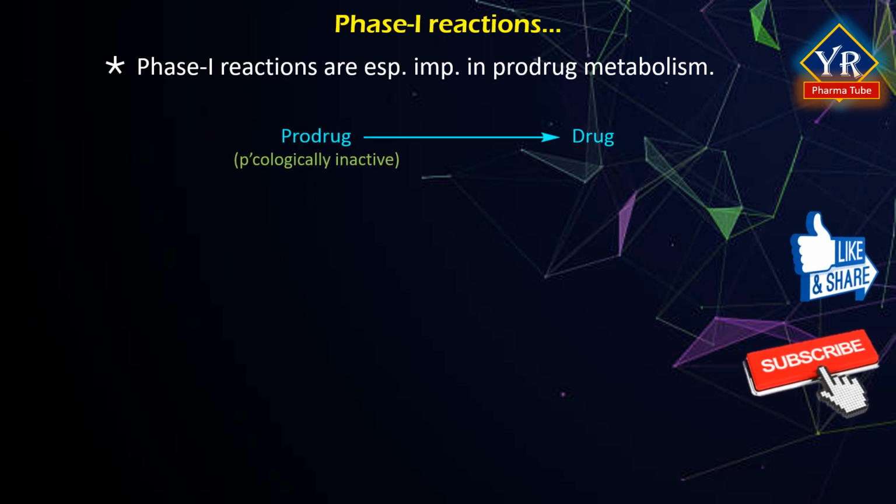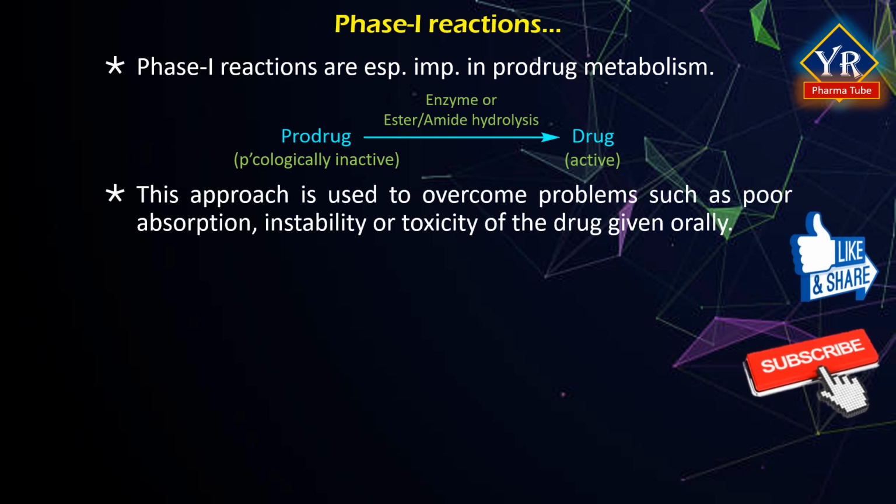Prodrugs are pharmacologically inactive derivatives of the active molecule that are designed to break down within the body to release the active drug, which means that prodrugs are pharmacologically inactive compounds in vitro, that is outside the human body, but they are rapidly converted to biologically active metabolites, often by hydrolysis of an ester or amide linkage. The prodrug approach is often used in pharmacy to overcome problems such as poor absorption, instability, or toxicity when the parent drug is given orally.